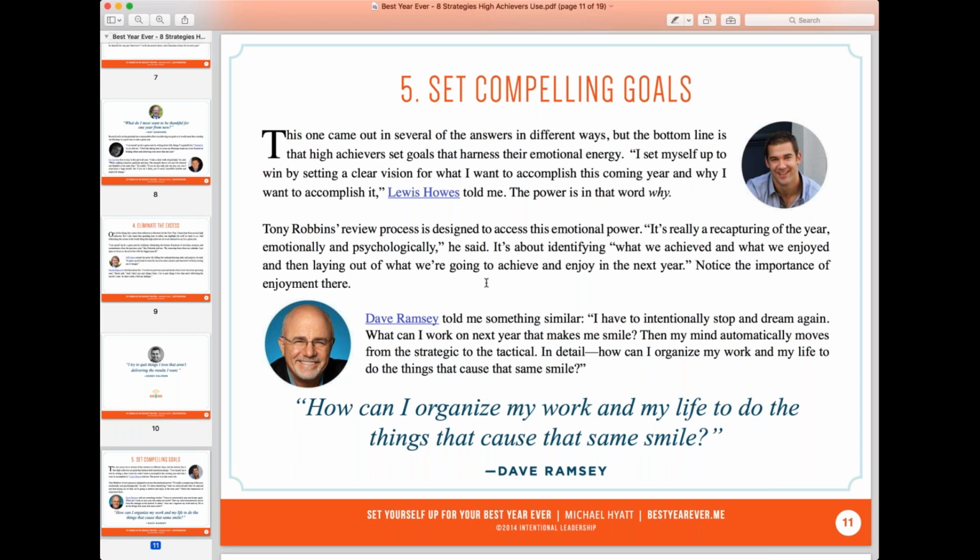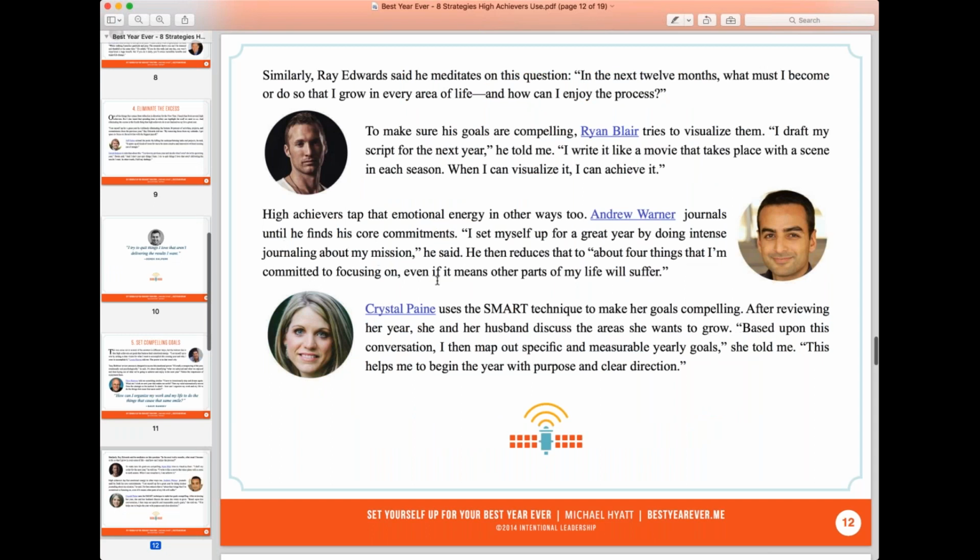And then when you have that foundation, now you can set your compelling goals, the things that are truly important to you. And they keep mentioning the power in that word why, okay? Have your goal and have a reason that's important to you for accomplishing that goal. Dave Ramsey says, what can I work on next year that makes me smile? Then my mind automatically moves from the strategic to the tactical. How can I organize my work and my life to do the things that cause me to smile more? I like that.